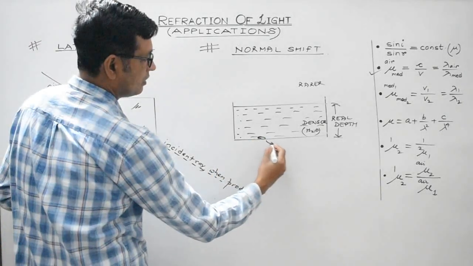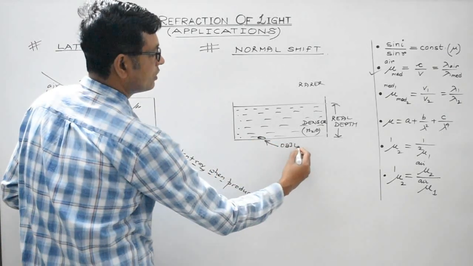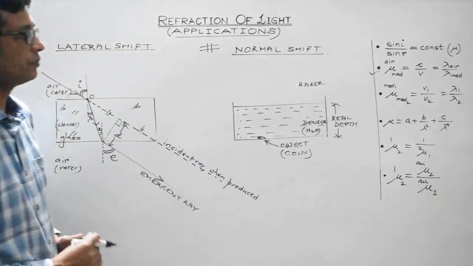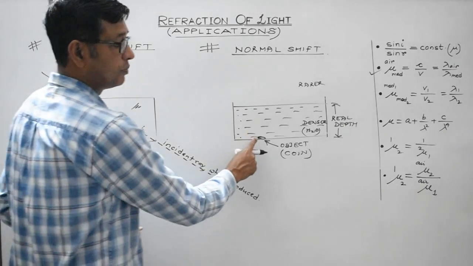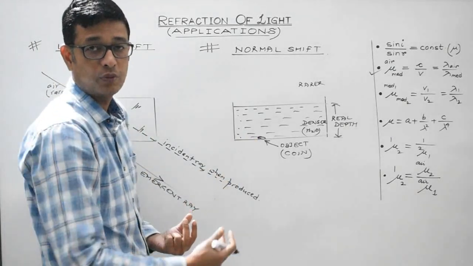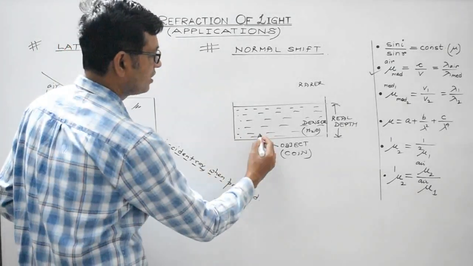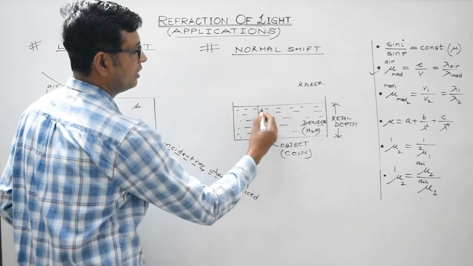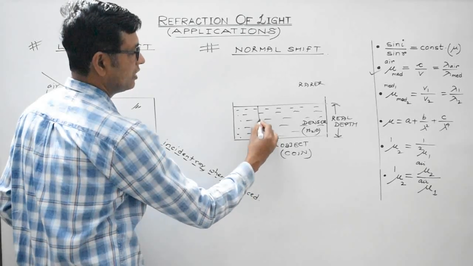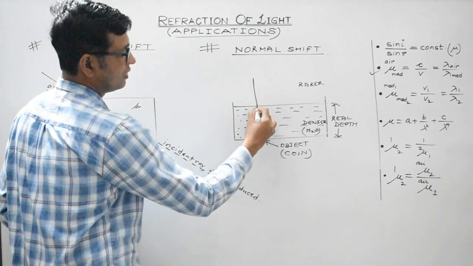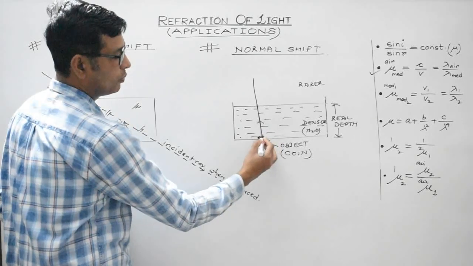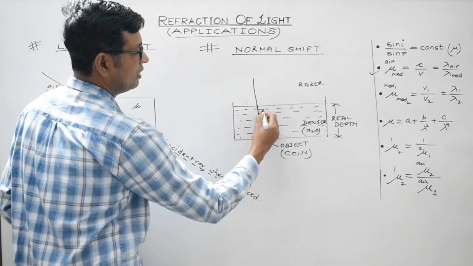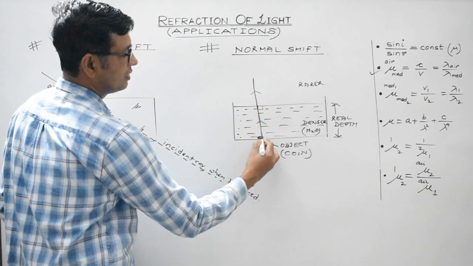This is the object. Let us consider it to be a coin. Now look, rays are to be emitted from the object only. The ray from the object which is incident normally on the interface will remain undeviated. It will go straight like this. This is the ray I am talking about.